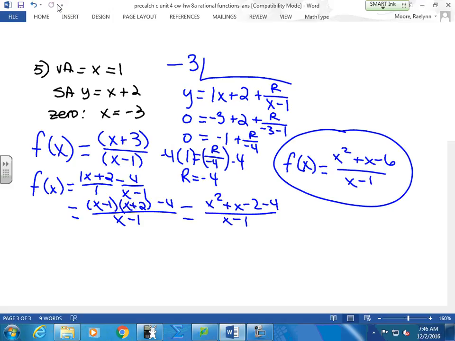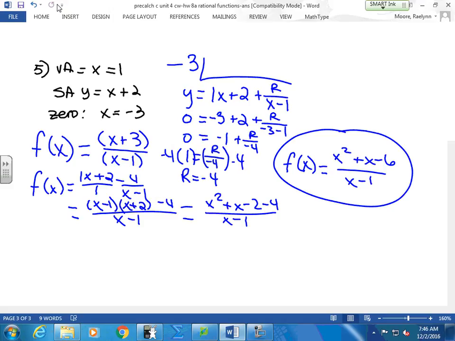So she started with her synthetic division, plugged in her x that she knew, her negative 3, 0. The y was 0, the x was negative 3. She found r, brought it back here, common denominator, put this all over 1. This is what makes this a rational.